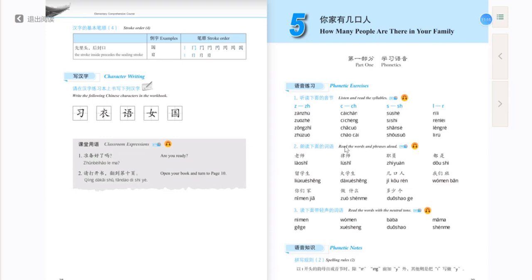Okay. And the next group is just the reading exercise. So read the words and the phrases aloud. Please listen to the recording and try to repeat with the recording. Let's begin.